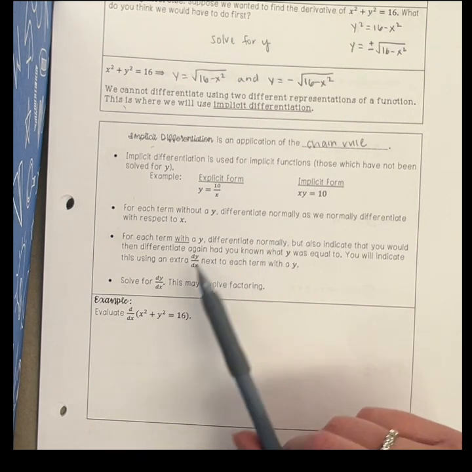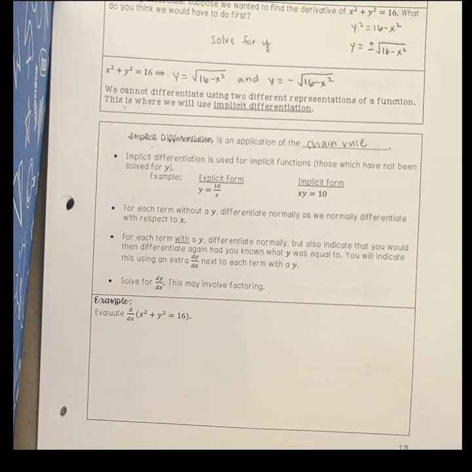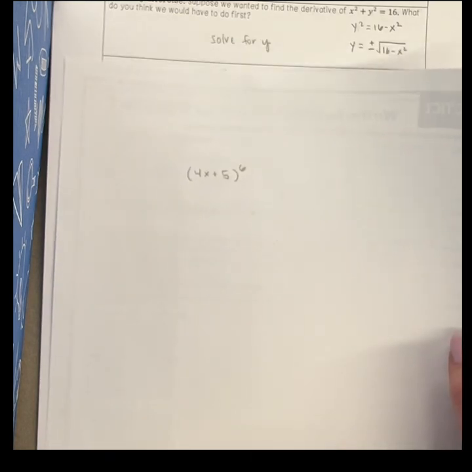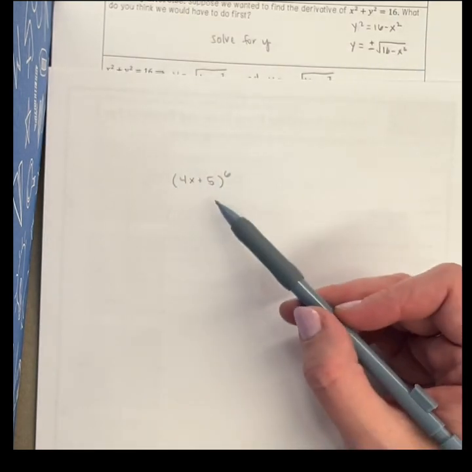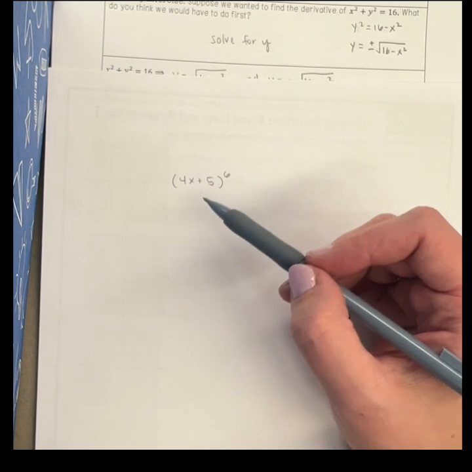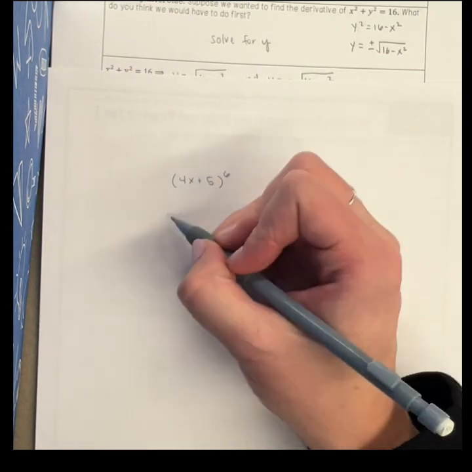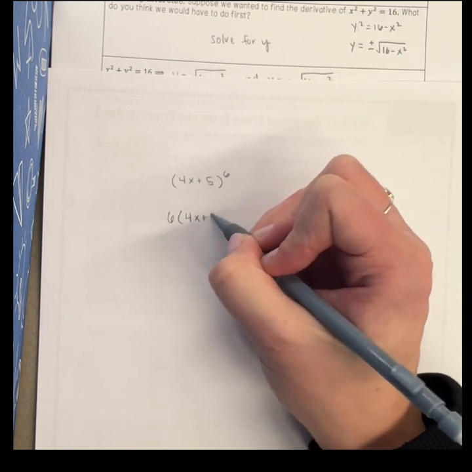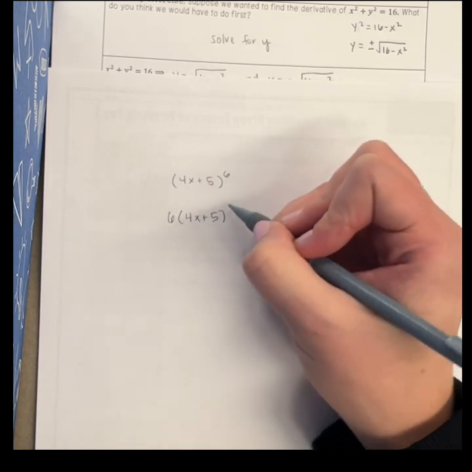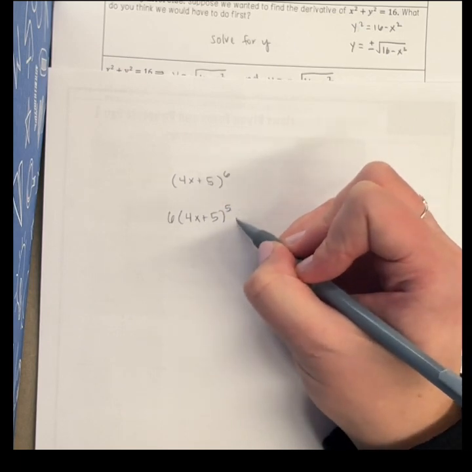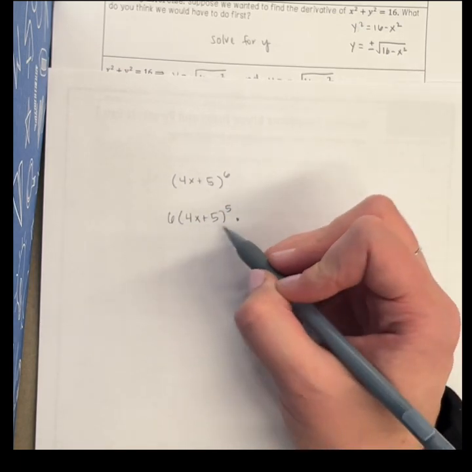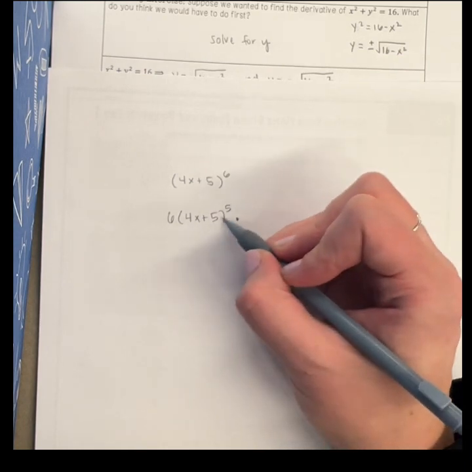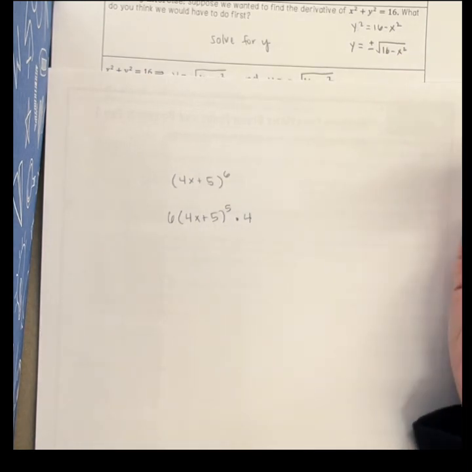All right, and this is kind of what I'm going over right here. So let me show you this for 1 second before I move into the implicit. So here's kind of what I mean. Think of the chain rule as really what we want to think of. If I was trying to do the derivative of this, I would take the 6 and move it out front. I would decrease the exponent by 1, making that a 5. And then I'd have to multiply by the derivative of the inside. The derivative of 4x plus 5 is just 4.